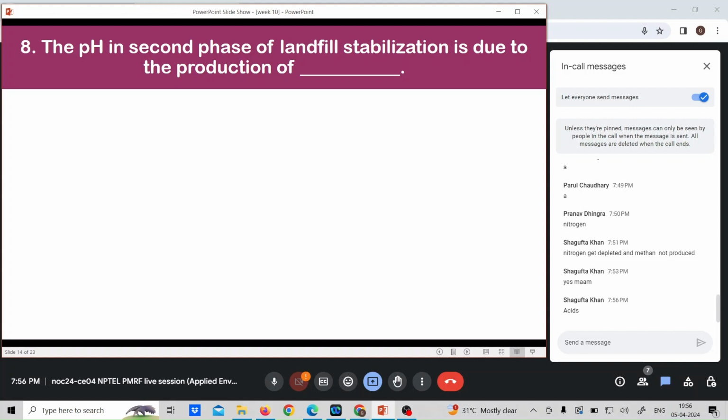Okay, acids, yeah, it's quite normal that acids should be produced, that's why there is going to be a pH reduction. I did not even mention the pH change. If it's a change, you could have answered acid or base, but I clearly mentioned the pH reduction in the second phase of landfill stabilization is due to the production of what. So I also expect a specific answer. Multiple answers can be right for this question, so just try answering whatever you think is the right answer.